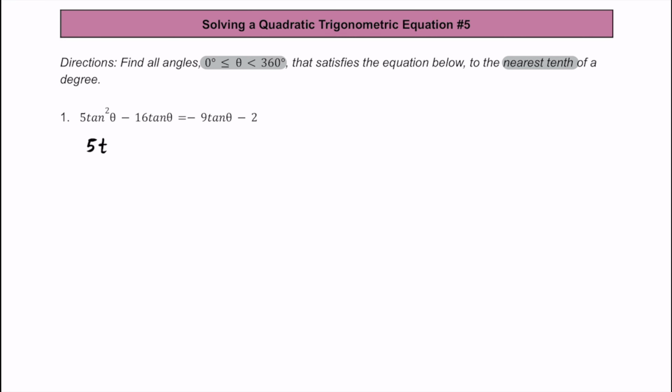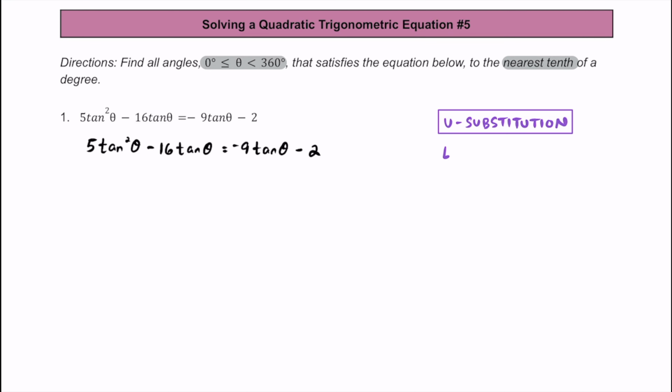So we have 5 multiplied by tangent squared of theta minus 16 times tangent of theta, and that's going to be equal to negative 9 times tangent of theta minus 2. Now, if you look closely at this equation, you can notice that we do have a quadratic pattern here where we have one of these tangent functions squared, we have one that is not squared, and we also have some constant terms, so it takes the pattern of a quadratic function. That being said, we can just go ahead and simplify this equation a bit and use some u substitution.